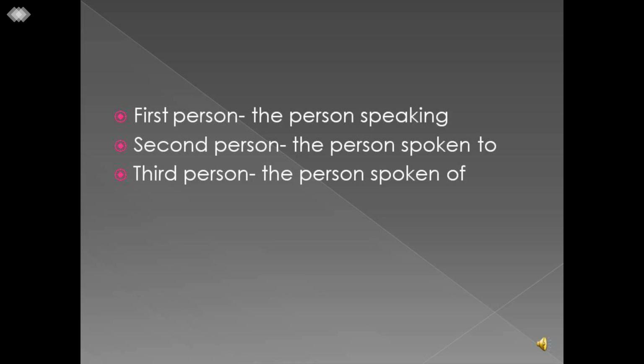When we talk about the second person, it refers to the person or persons spoken to. Example, you, yours. Third person refers to the persons or things spoken of. For example, he, she, it, him, her, they, them.